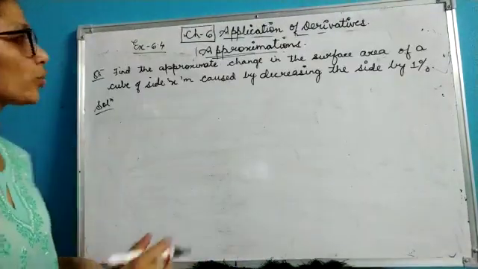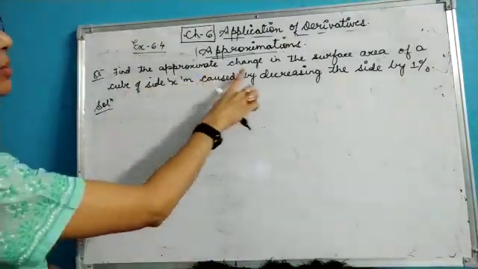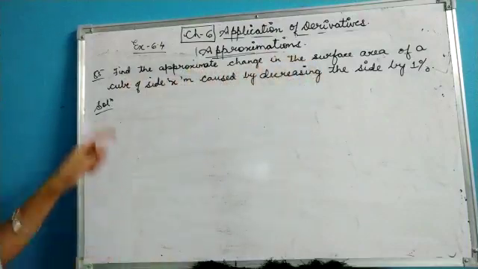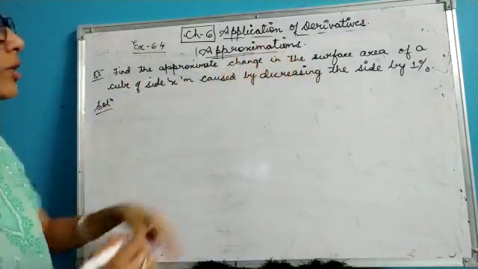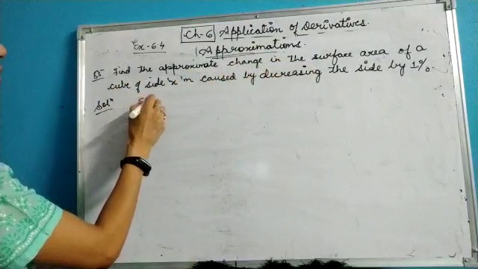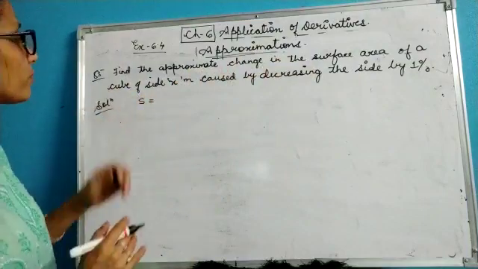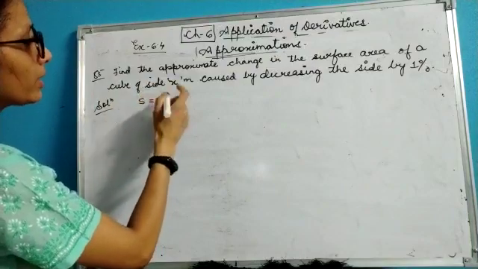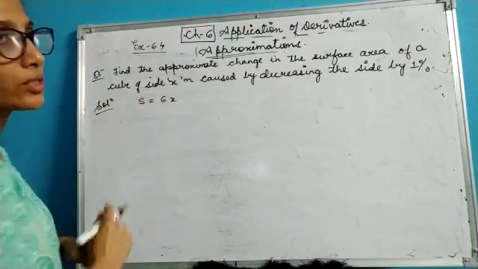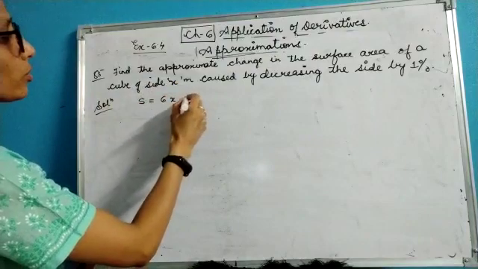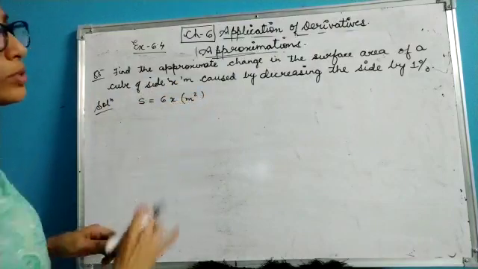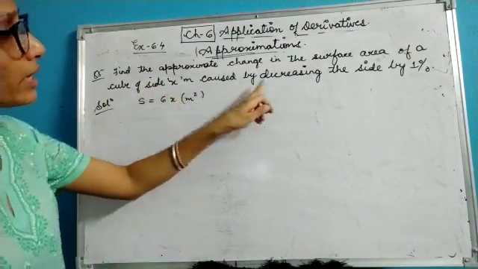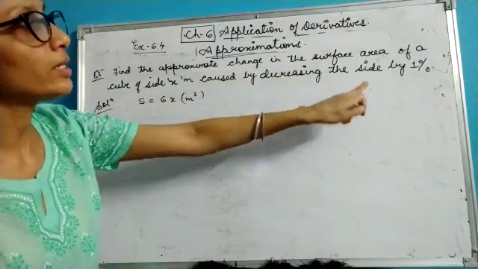Let's see this question. Find the approximate change in the surface area of a cube. We are talking about surface area, so we need to write down the formula for the surface area of the cube, which is 6. It is given that the side is x, so I am writing it as 6 into x squared. So this is in meter square. Caused by decreasing the side by 1%.